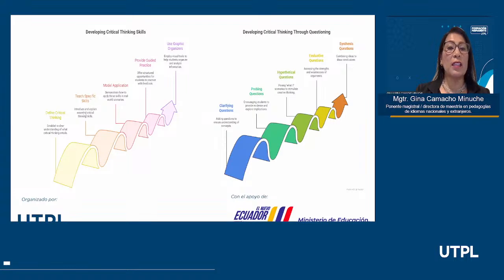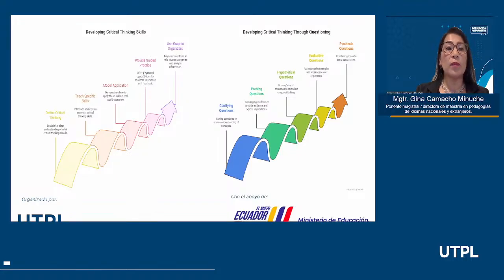Teach specific skills. Introduce and explain essential critical thinking skills. You as a teacher have to do this. Model application. Demonstrate how to apply these skills in real-world scenarios. Bring them some real information they can analyze, they can discuss, maybe in pairs, in groups, to break out the readings in little parts and analyzing them to come out with conclusions.